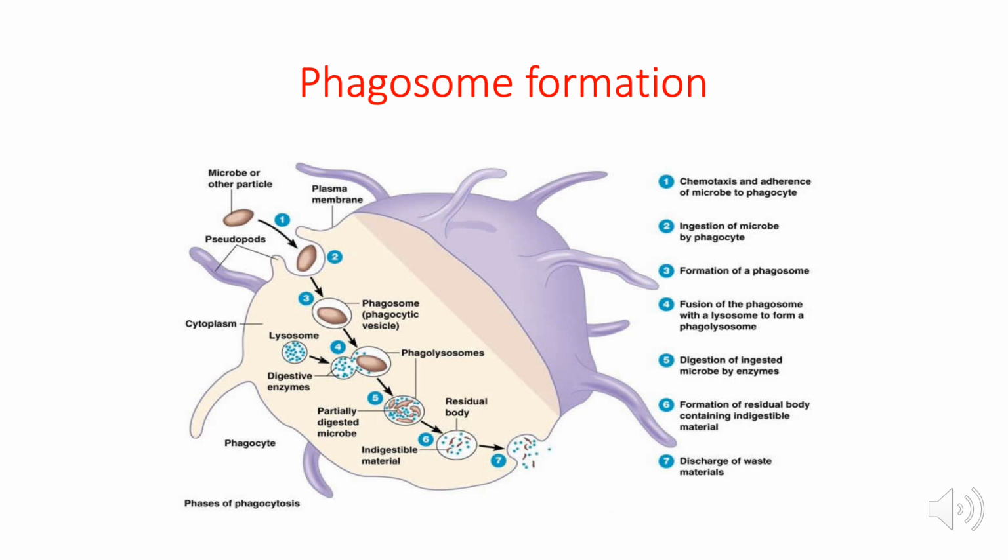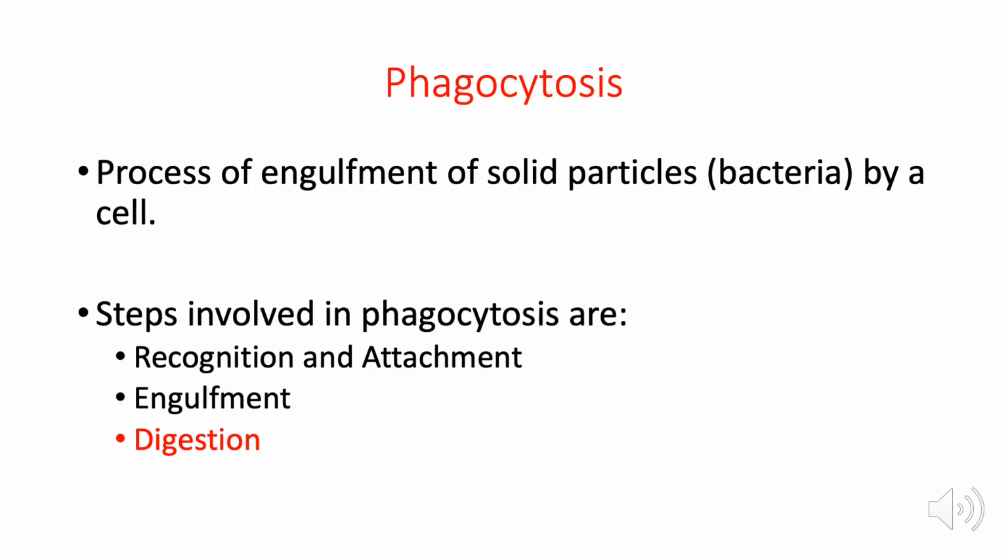The bacterium inside the phagosome has to be killed. It has to be digested. That's why the third step in phagocytosis is digestion. And digestion is made possible by the organelle lysosome.